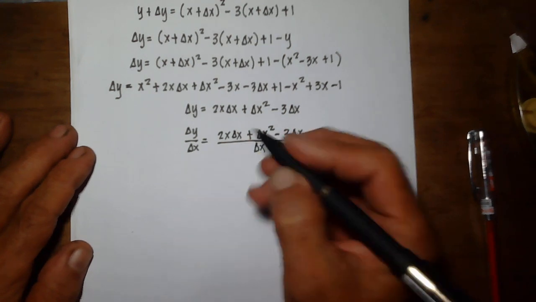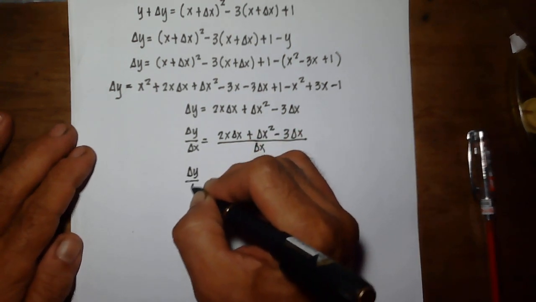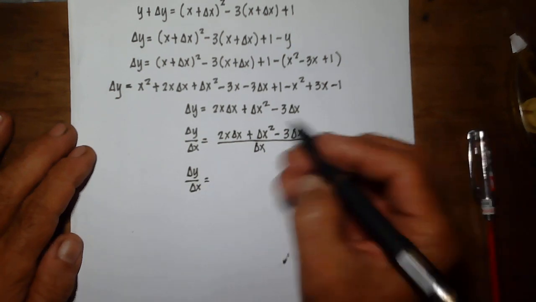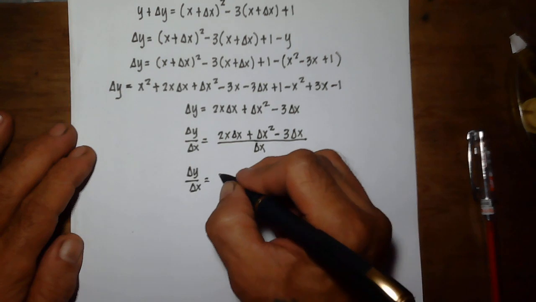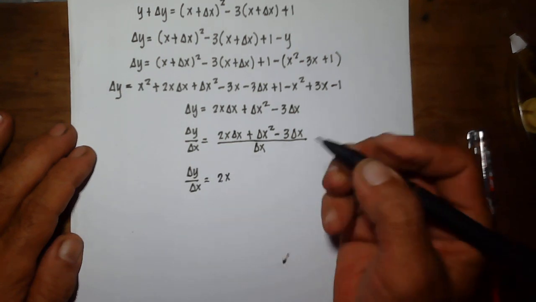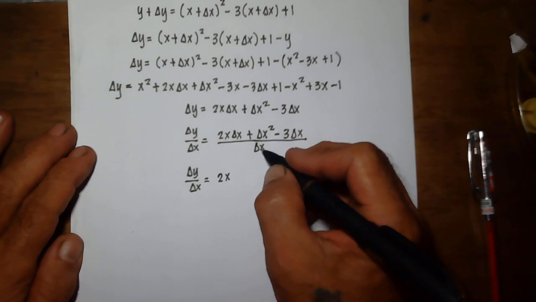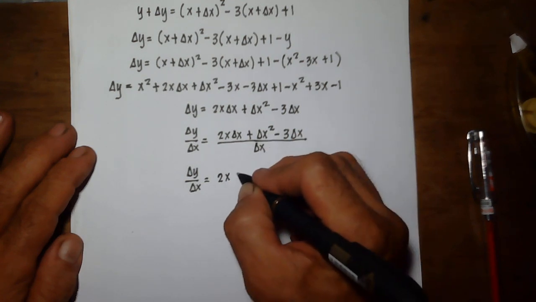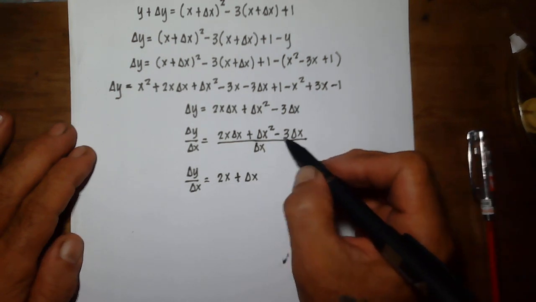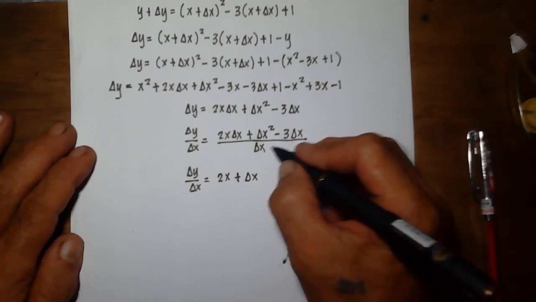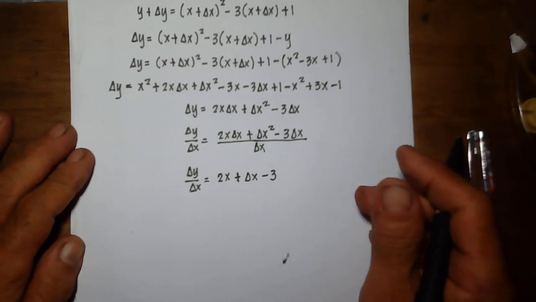Now we simplify again the right hand side of the equation. We have delta y over delta x is equal to 2x delta x divided by delta x, we have 2x, plus delta x squared divided by delta x, we have plus delta x. Minus 3 delta x divided by delta x, we have a minus 3.